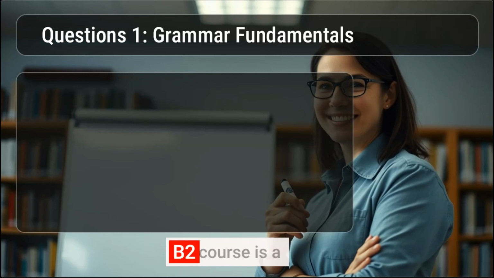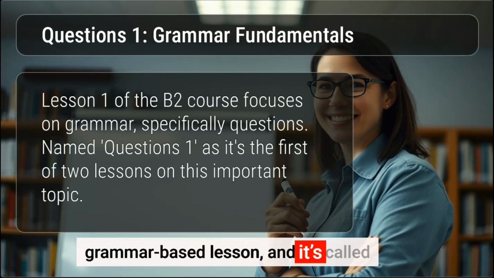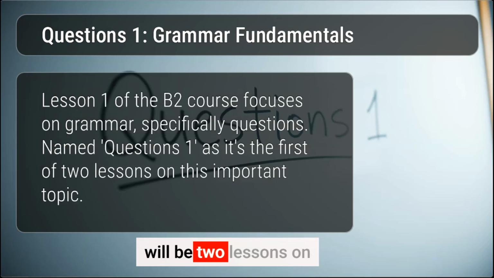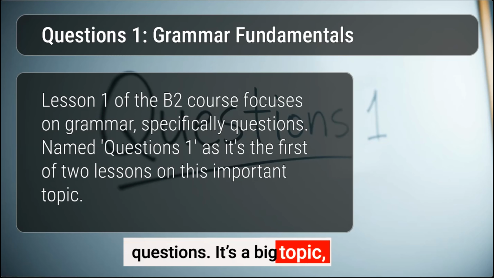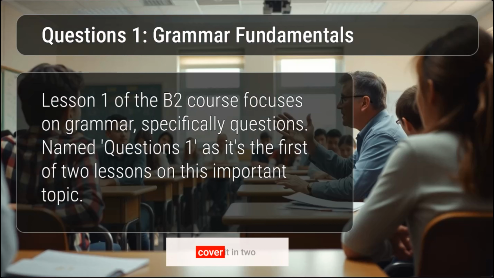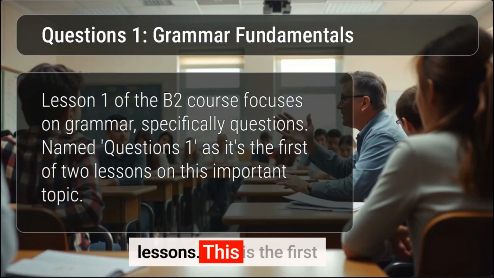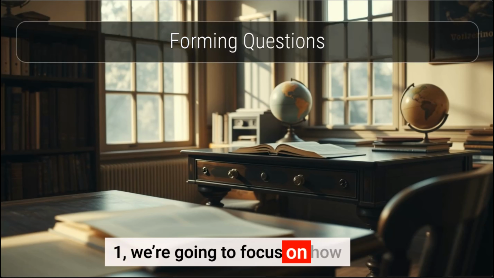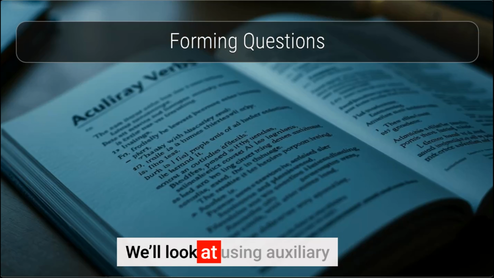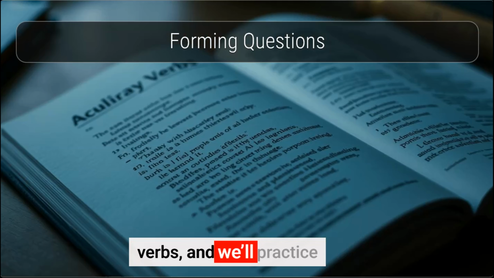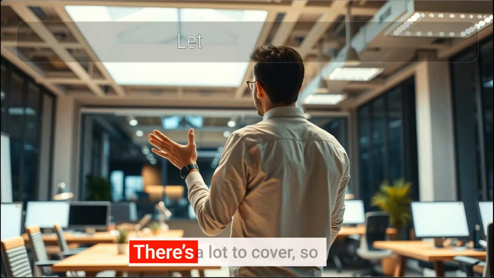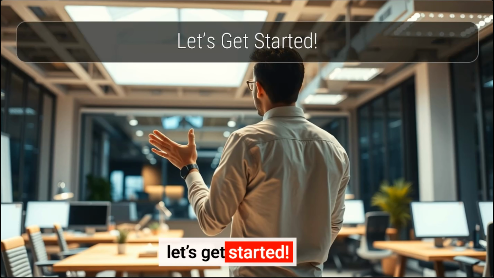So, Lesson 1 on the B2 course is a grammar-based lesson, and it's called Questions 1. I've named it Questions 1 because there will be 2 lessons on questions. It's a big topic, an important topic, so we will cover it in 2 lessons. This is the first one. So, in Lesson 1, we're going to focus on how to form questions. We'll look at using auxiliary verbs, and we'll practice using the question words: who, what, which, where, why, and when. There's a lot to cover, so let's get started.